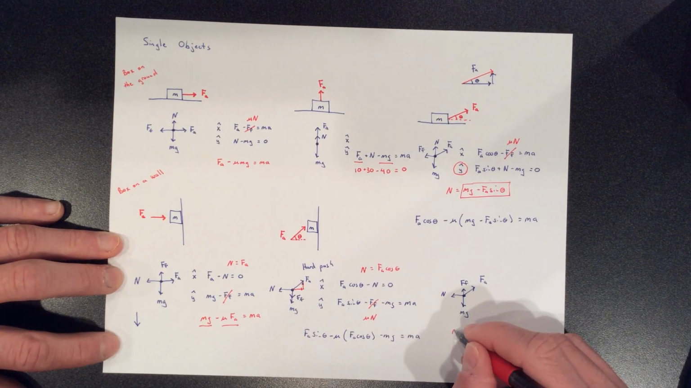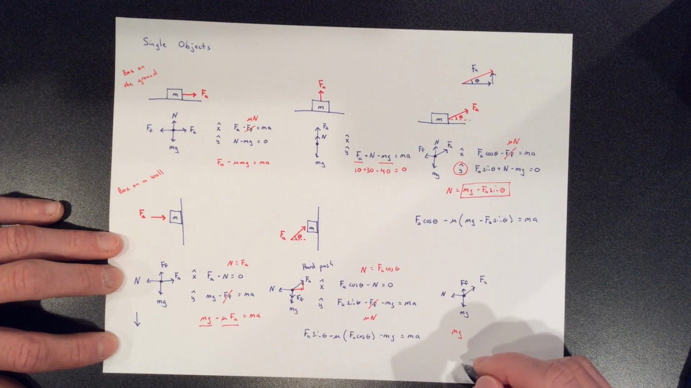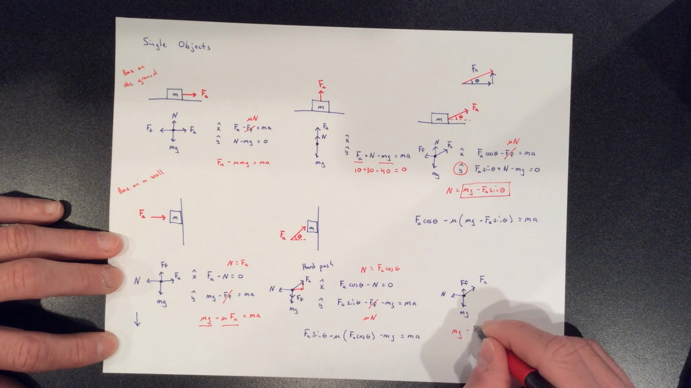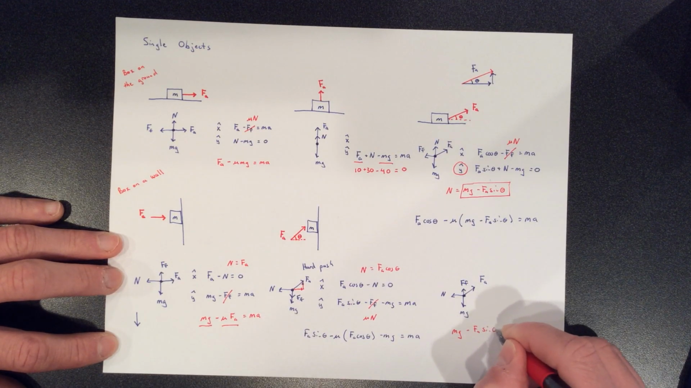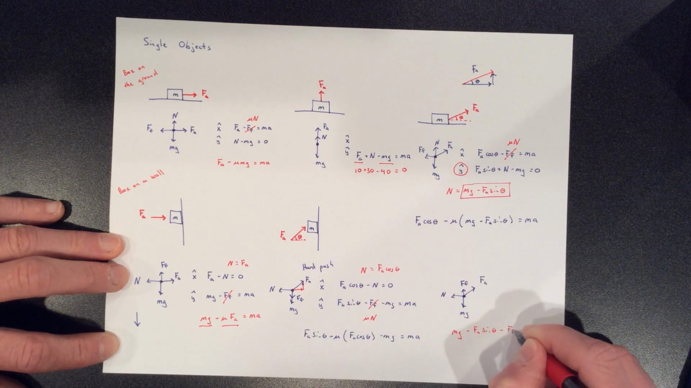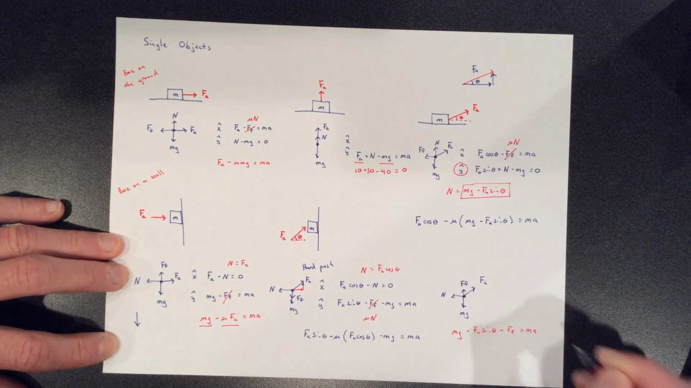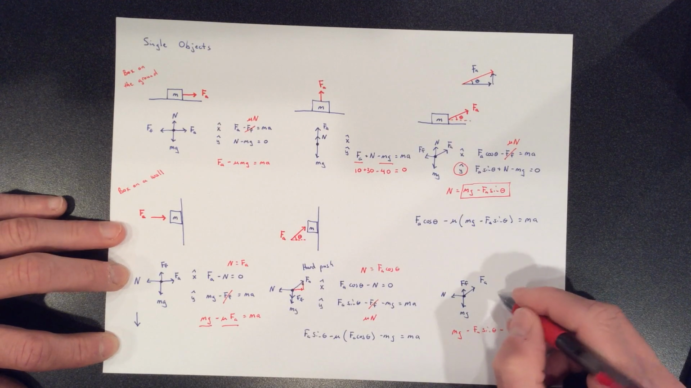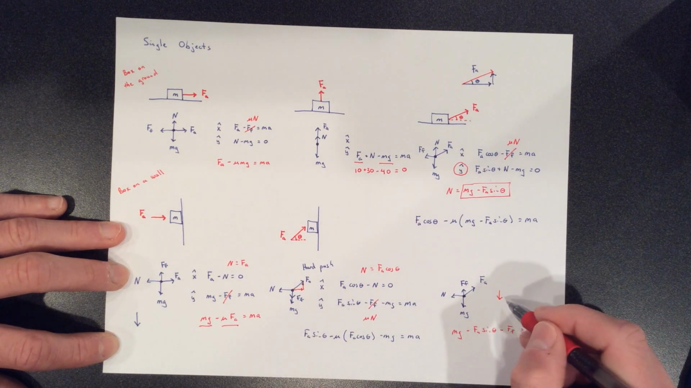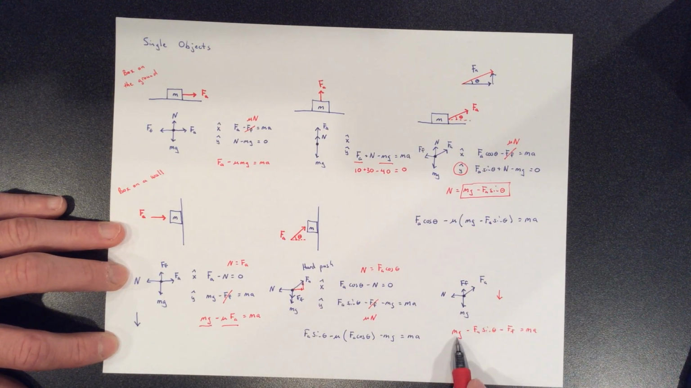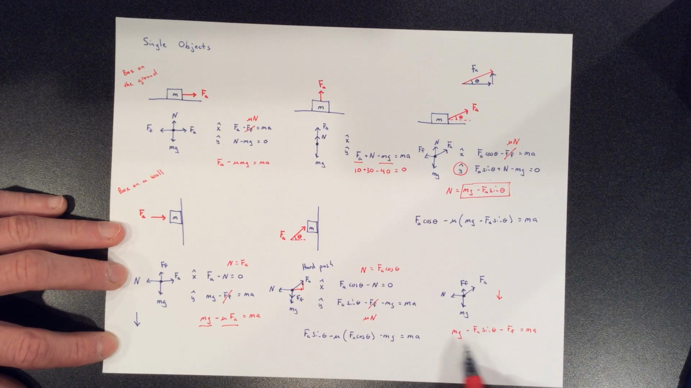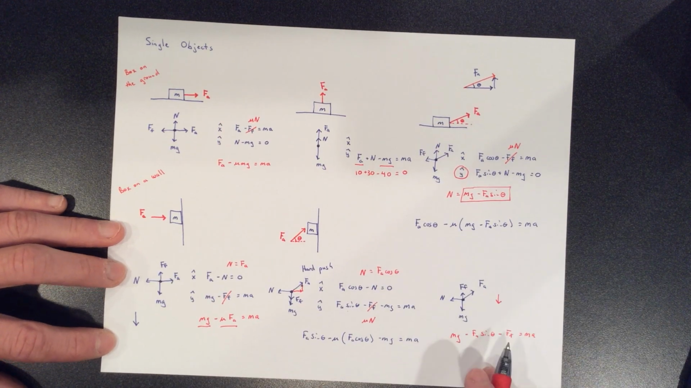And vertically, you could say, well, it's mg down minus Fa sine theta up minus friction up equals ma. Because if you're pushing really light, the box is going to go this way, and so we could call that the positive direction, down versus up. If mg down is bigger than these two up forces, well, then there's going to be acceleration down the ramp.